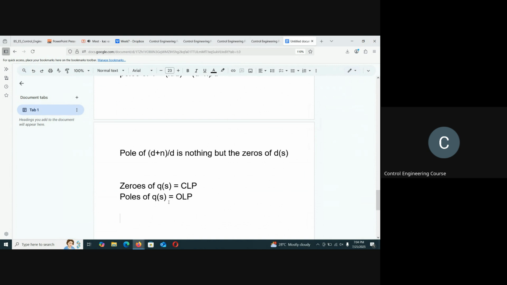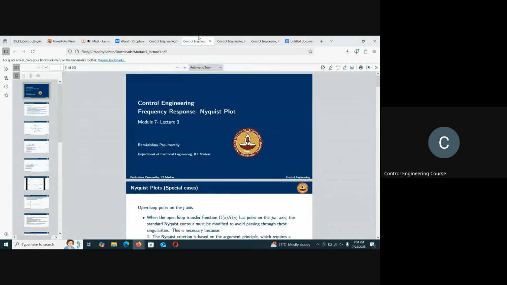Is this clear or not? I'll ask one by one. Dhruv, is this clear? Yes, sir. Namai? Yes, sir. Clear. Manisha? Yes, sir. So this is a very important point. That's what they are saying here also.